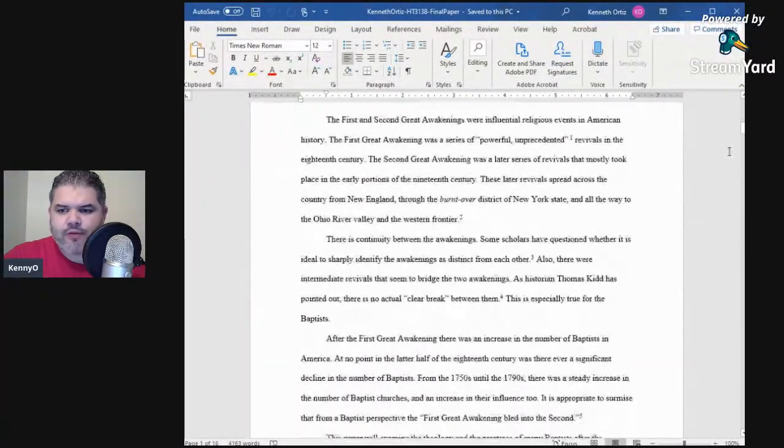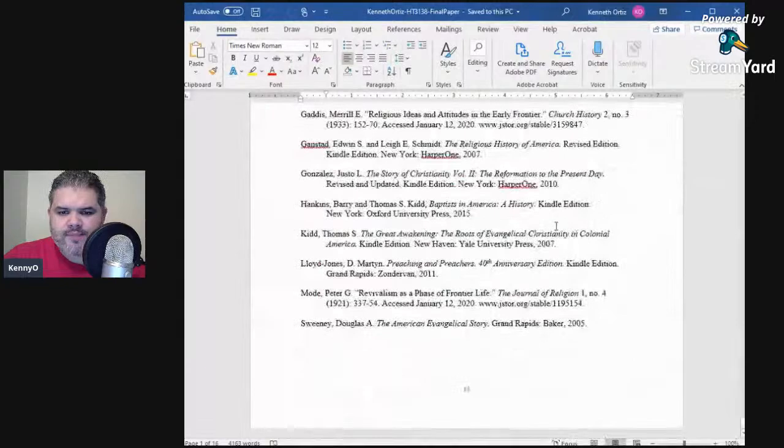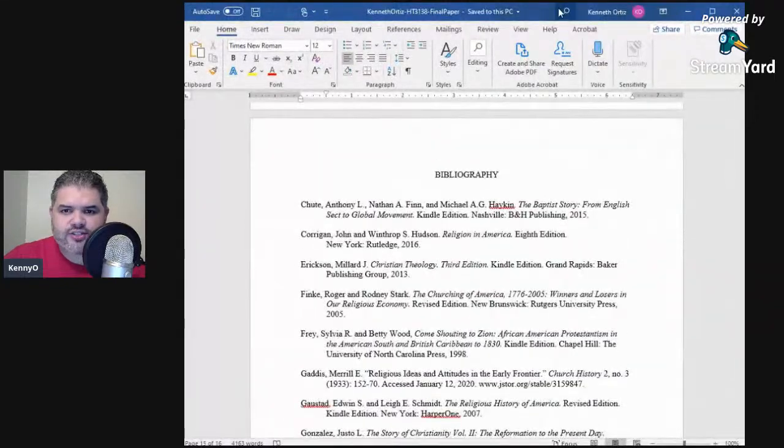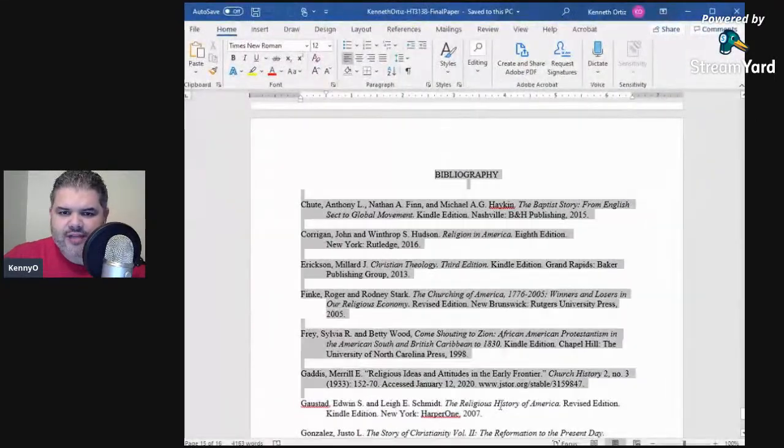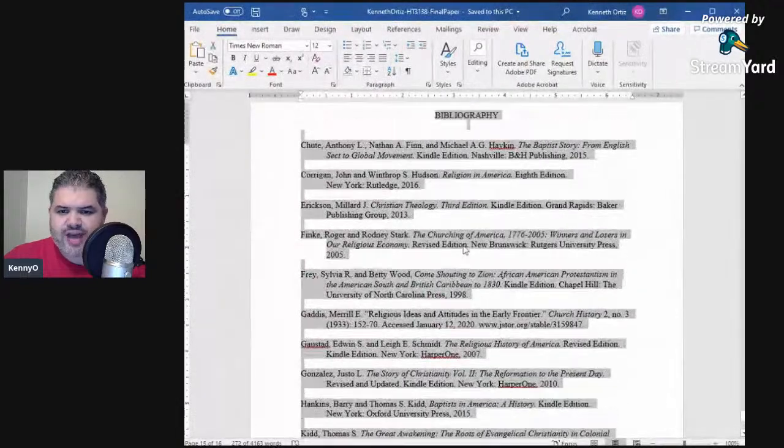Also, books from academic publishers. Let me show you what that means here. Let me pull up a paper that I wrote and one of the bibliographies that I wrote for a class. So this is a paper that I wrote for a class, and this is my bibliography for the class right here. These are the sources I used.